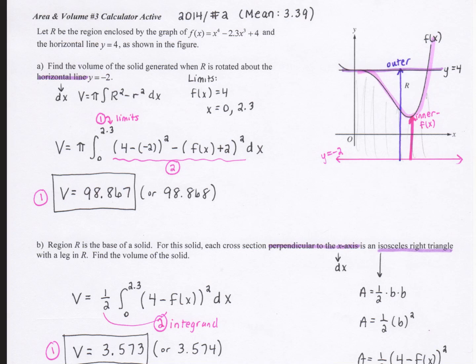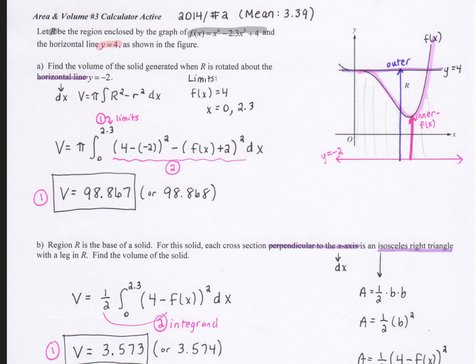Area volume question 3 is from the 2014 exam, question number 2. It is a calculator active question. I'm given a region R, which is defined by f of x and a horizontal line, y equals 4. And I have the graph of it on the right.